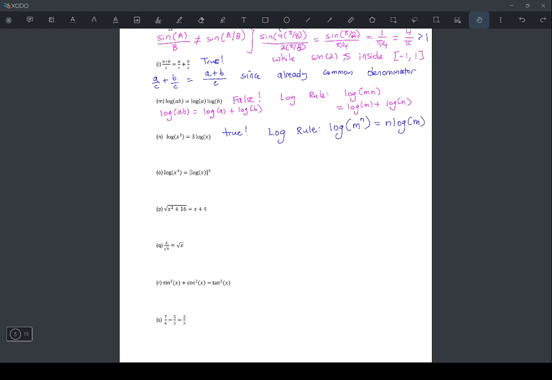In question O, it asks, is it true that log of x to the power of 3 is equal to log of x all to the power of 3? And this is false. And I can give an example. Let's look at log of base 10 of 10 to the 3.